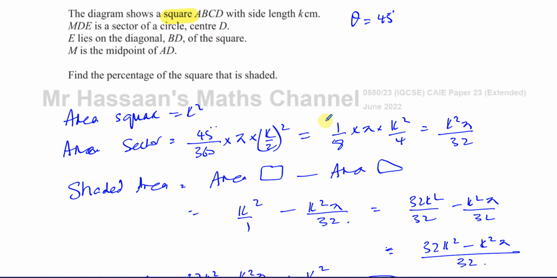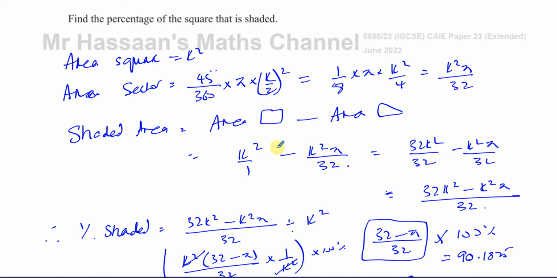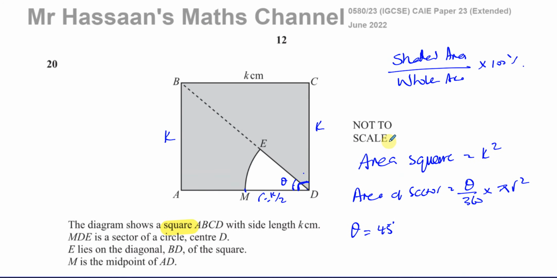It's a bit abstract because it's in terms of k, but the k's cancel out in the end, you see. So that's why it becomes like a normal kind of number in the end. So there we have the answer for number 20. This is a question all about area, so it's under the topic of mensuration.